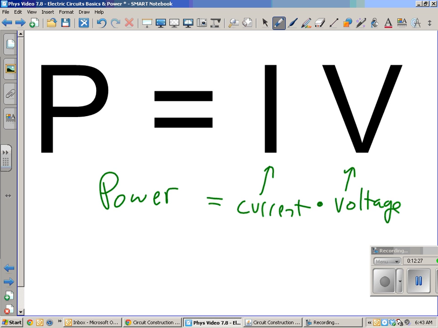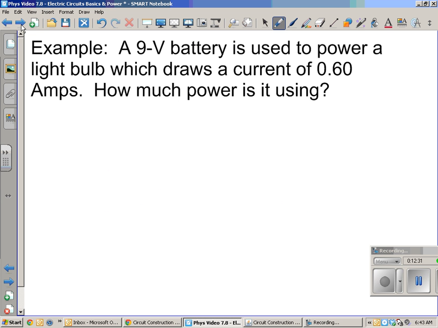So let's do a quick example. You're going to look at this example and you're going to go, well, duh, that's easy. But I also want to talk about the units. So here we go. Here's our example. A 9-volt battery is used to power a light bulb that draws a current of 0.60 amps. How much power is it using?